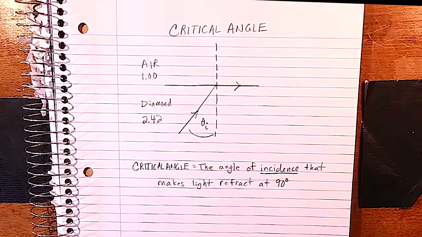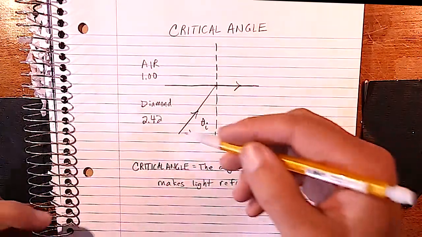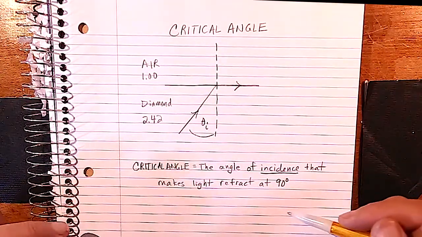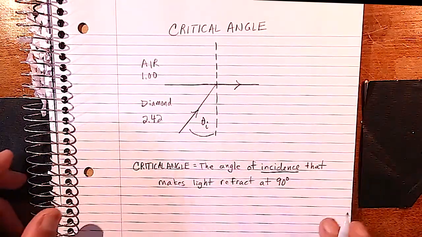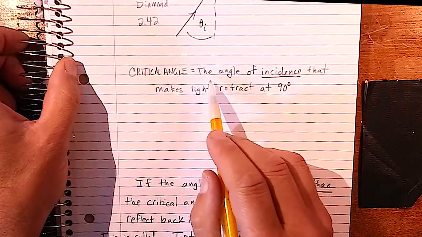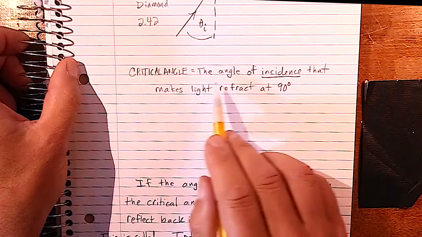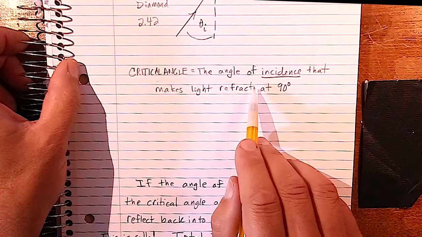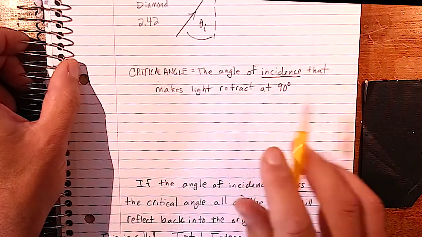There's an interesting phenomenon that will happen when you have light traveling from a higher index of refraction to a lower index of refraction, and that is that there's something called a critical angle. The definition for a critical angle is the angle of incidence. So this is key. The critical angle is an actual angle of incidence. It's a very specific angle of incidence. It's the angle of incidence that makes light refract 90 degrees.